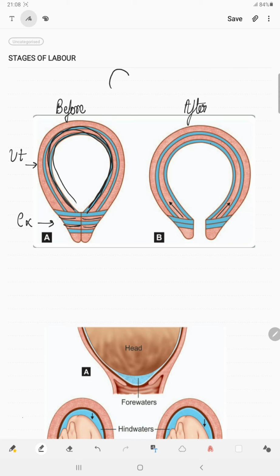Can you see? How is a bucket handle? Bucket handle is like this. So they are attached in a bucket handle fashion. Can you imagine that when the longitudinal muscle fibers of the uterus contract, they will pull the cervix apart? Yes, they will pull the cervix apart.